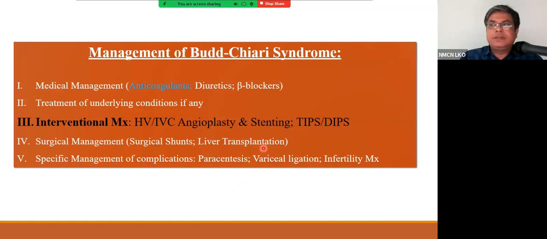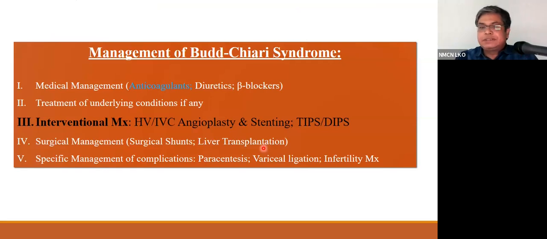So the general approach to management of Budd-Chiari syndrome consists of medical management, with anticoagulants forming the cornerstone, others being diuretics and beta blockers as required; treatment of the underlying condition, if any; and radiological interventions in the form of recanalization therapy, angioplasty, stenting, and shunt procedures like DIPS and TIPS.